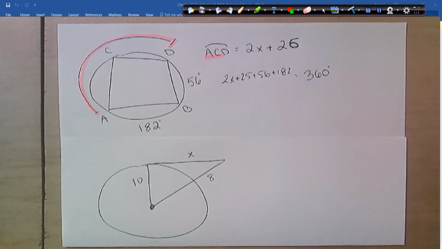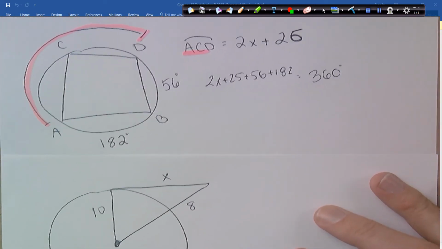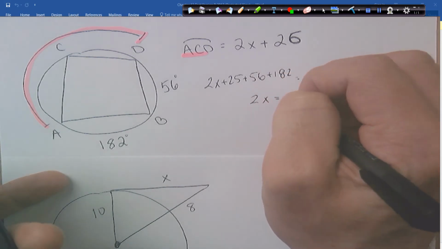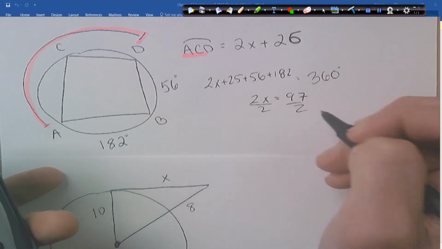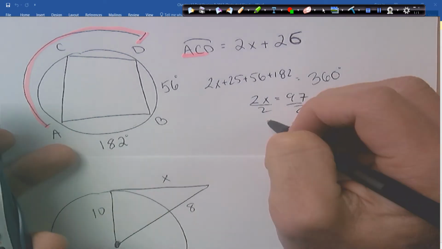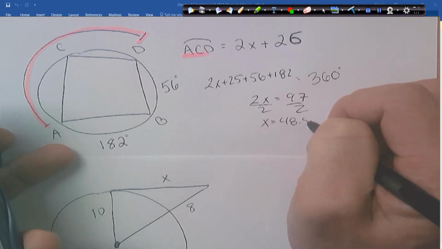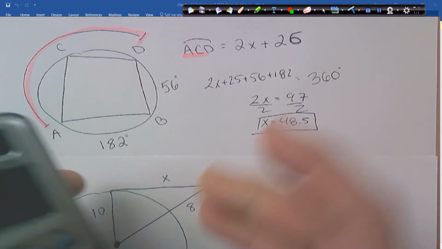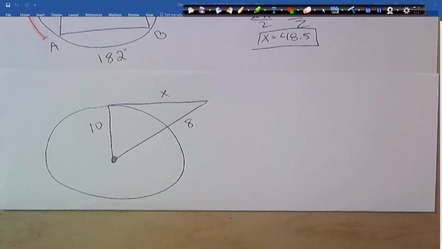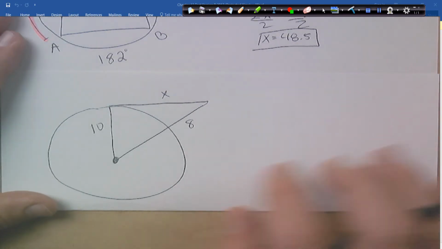So I'm going to zoom in once. I think that's a little bit nicer, there we go. So we get 25 plus 56 plus 182. Subtract that from 360, that gives us 2x equals 97, divide by 2, and we're going to get about x equals 48.5 for our answer. Again, these questions are straight problems that you'll see on the test potentially, not tomorrow, on Friday.